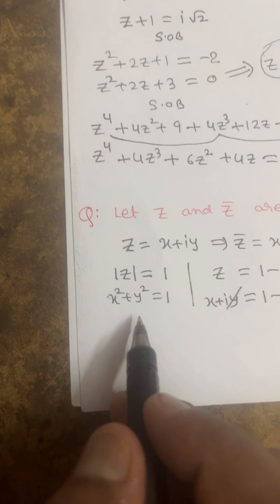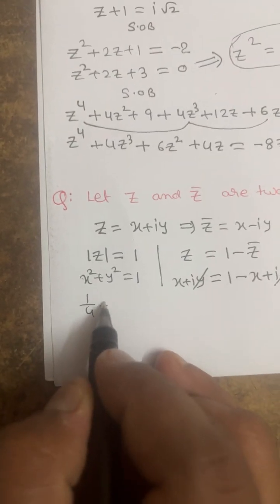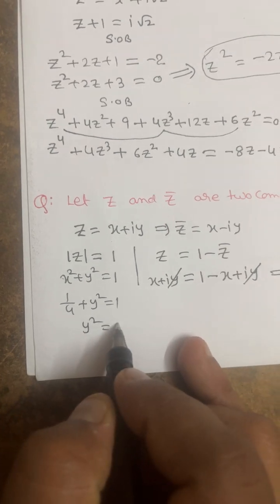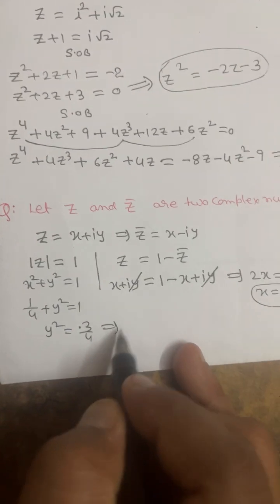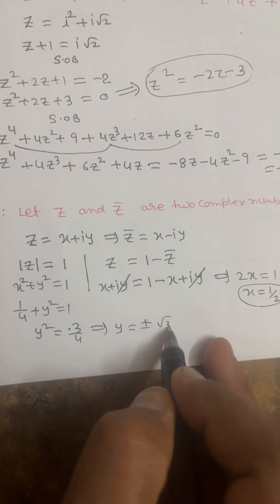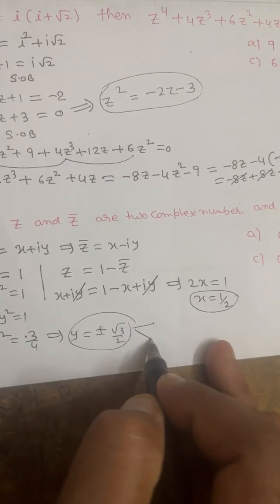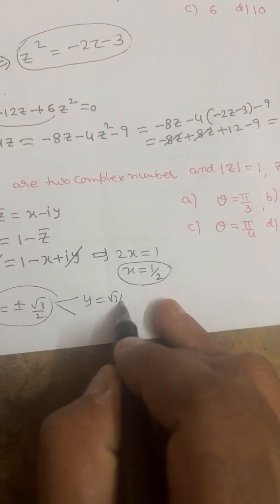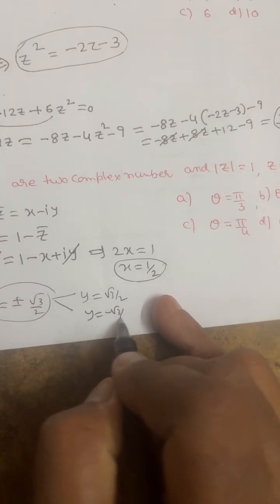Substitute in this. You will get 1 by 4 plus y square equal to 1. y square is equal to 1 minus 1 by 4, that is 3 by 4. That implies y is equal to plus or minus root 3 by 2. So two possibilities of y are there. So y is equal to plus root 3 by 2, y is equal to minus root 3 by 2.